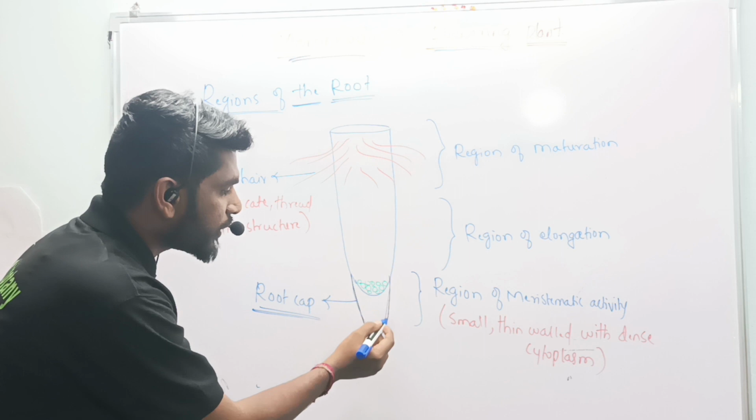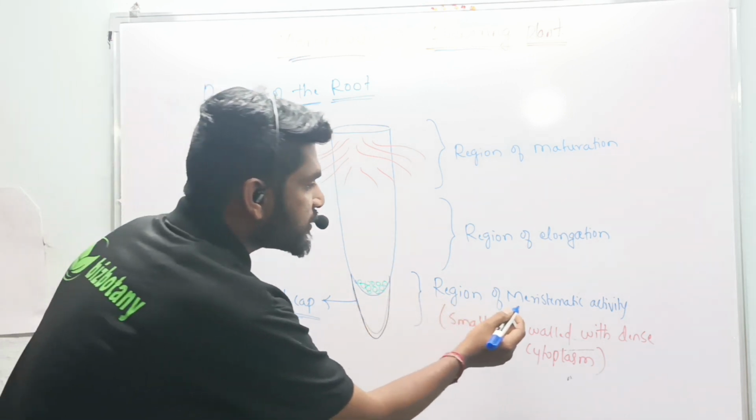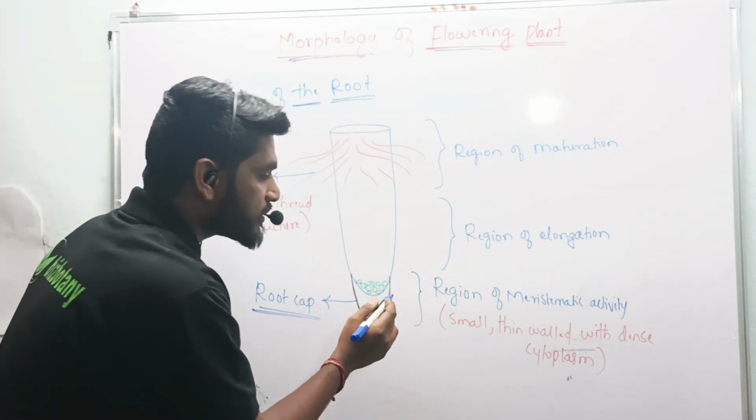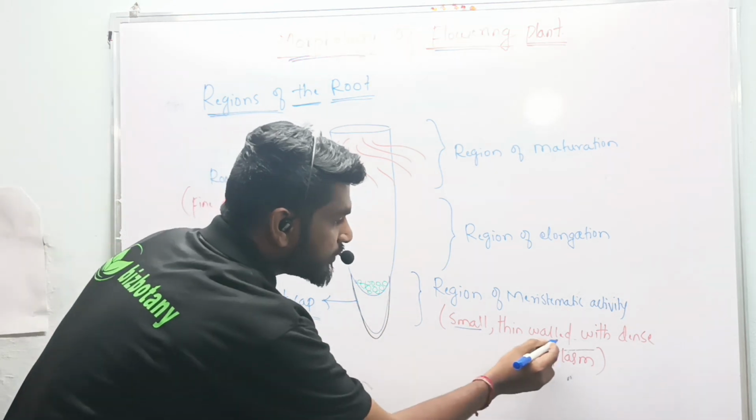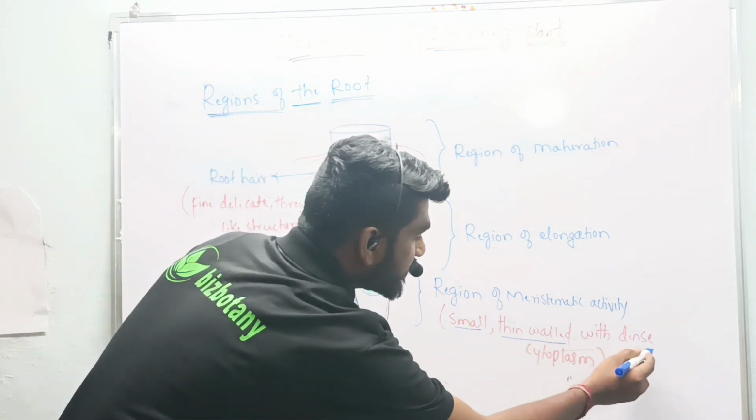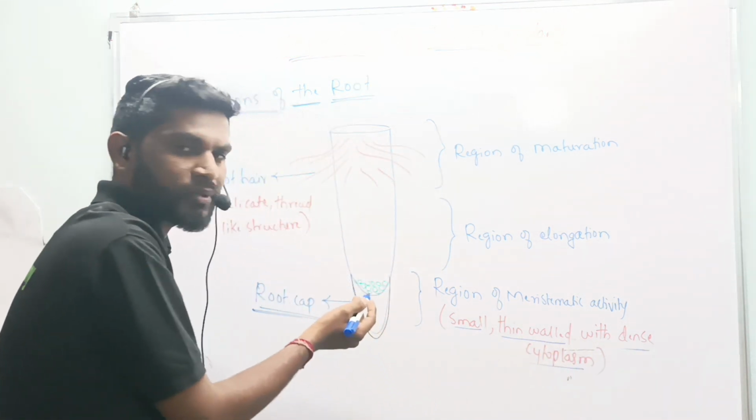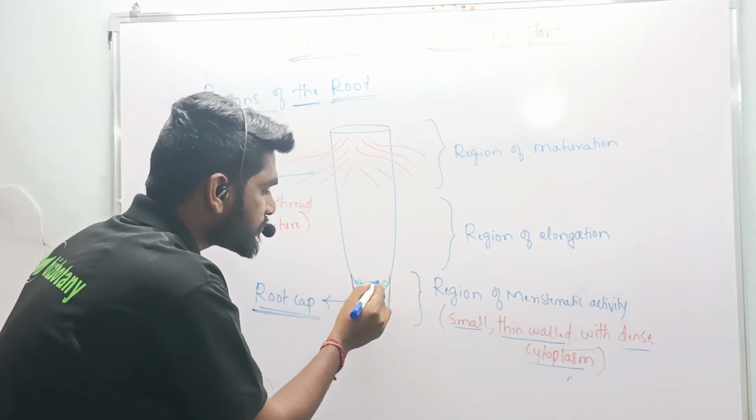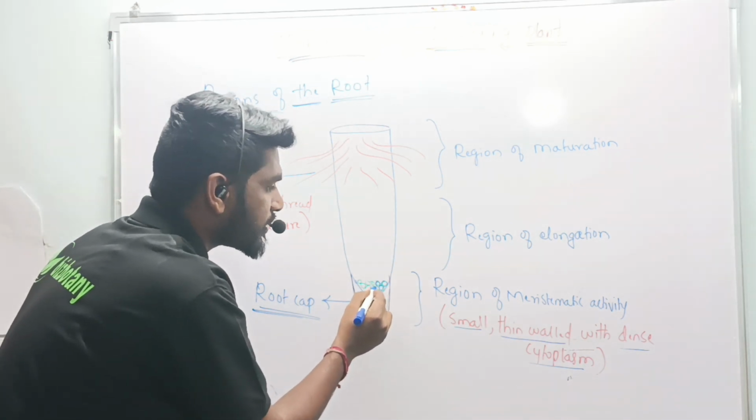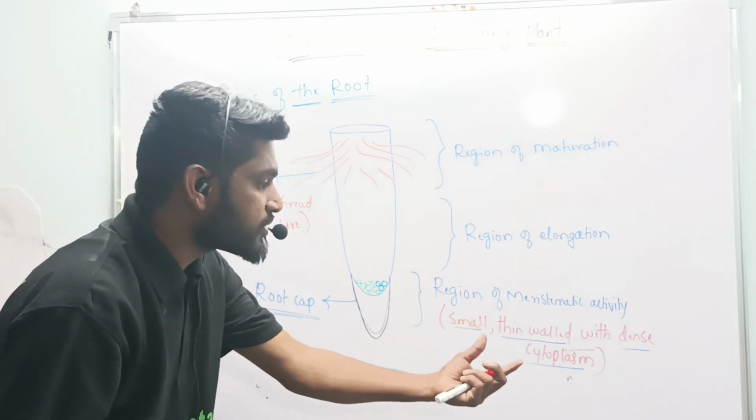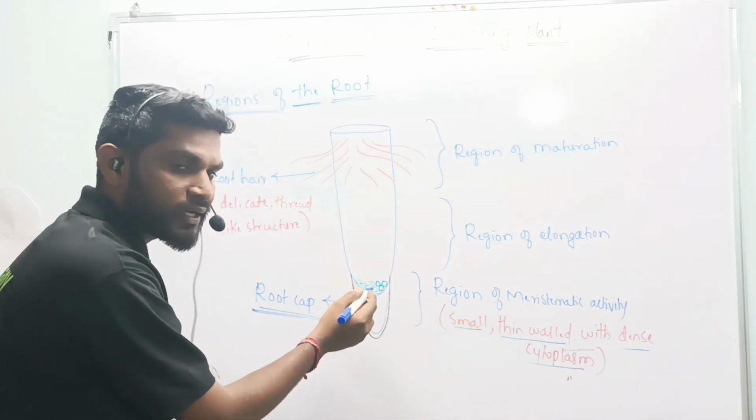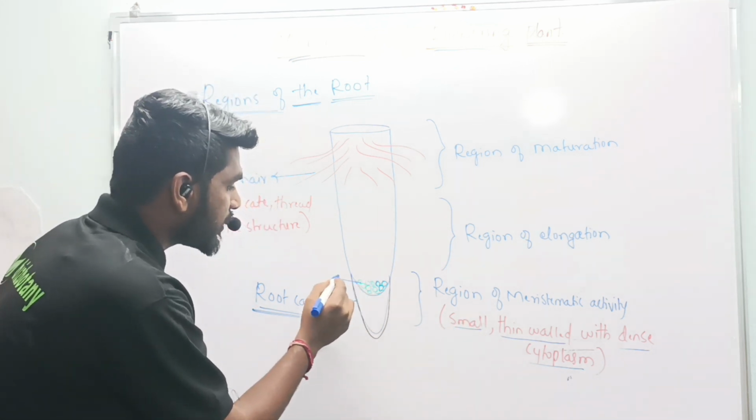Proximal to the root cap, we have the region of meristematic activity, which contains small, thin-walled cells with dense cytoplasm, commonly called meristems. Meristems are cells which contain dense cytoplasm. These cells are continuously involved in cell division.